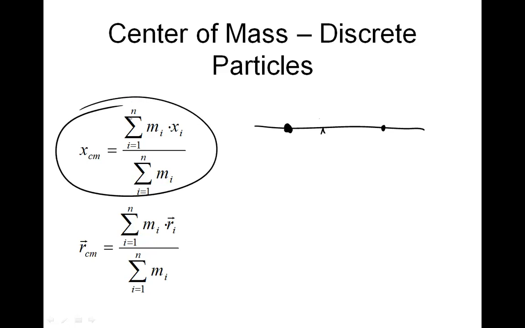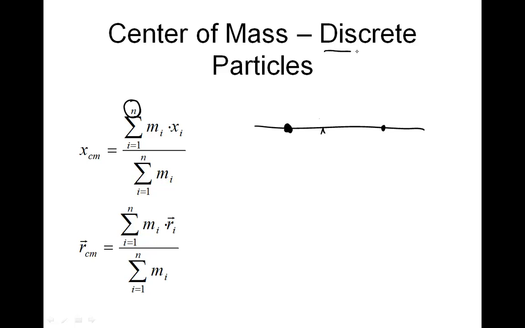And what this is saying is that we assume I have n particles, n discrete particles. Discrete means individual particles, and we'll look at continuous objects here in a little while. So in this case, n is equal to 2. And so when I want to find the center of mass, I'm going to label this m1, and its position is x1. And then this is m2, and its position is x2. Then the position of the center of mass is m1 times x1 plus m2 times x2.